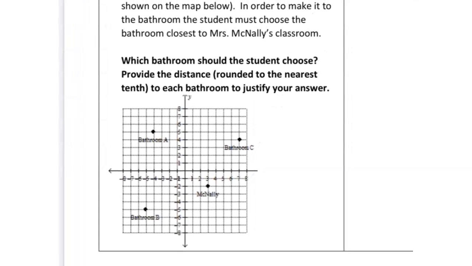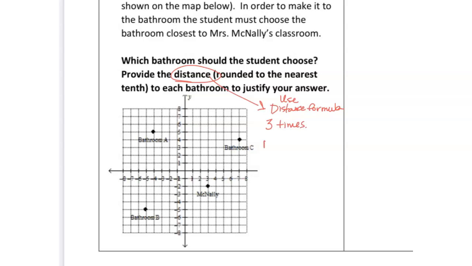So, a key word within our little question here, which bathroom should she choose? Well, the student obviously wants to choose the one that's closest, so the one that has the shortest distance. Distance is a key word for us. Distance should signal you to use the distance formula. Okay, and so we'll use the distance formula, and we'll be using the distance formula 3 times.